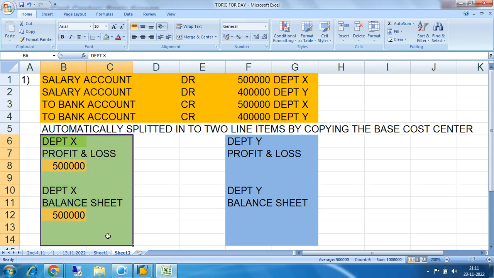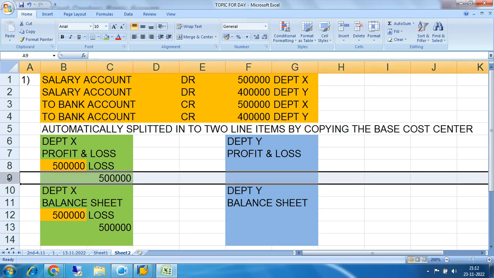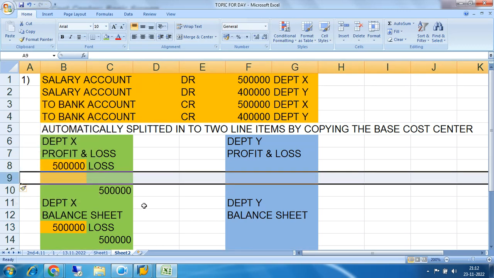Yes, it will match. See, this is 5 lakhs on the debit side, so what happens? There will be loss. How much? 5 lakhs. And this loss will go to which side? On the debit side. How much? 5 lakhs, isn't it? So my balance sheet matches. That means the balance sheet will match for this transaction.